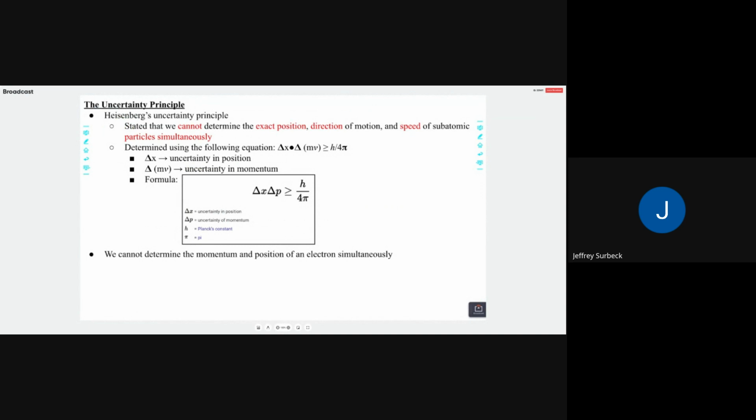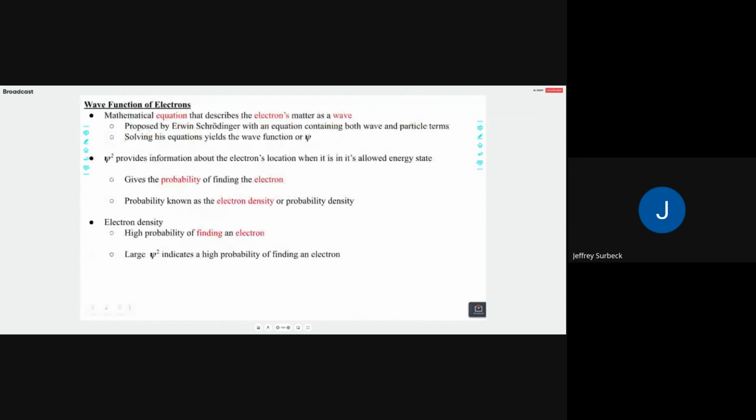So again, this proves that Bohr's model, where an electron orbits in that nice circle orbit, can't exist, because Heisenberg proves it mathematically. Okay. Then our wave function.